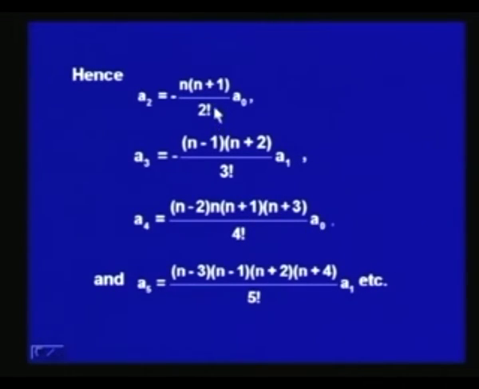The value of a2 we have already found here. So, we can make use of that to obtain a4 in terms of a naught. Similarly, we can find a5. a5 is equal to n minus 3 into n minus 1 into n plus 2 into n plus 4 by 5 factorial into a1, where we have made use of the value of a3 in terms of a1 to write a5 in terms of a1.